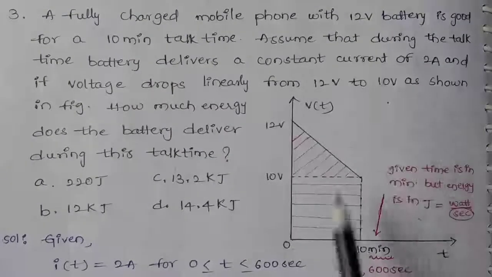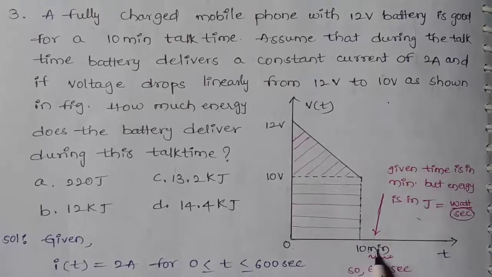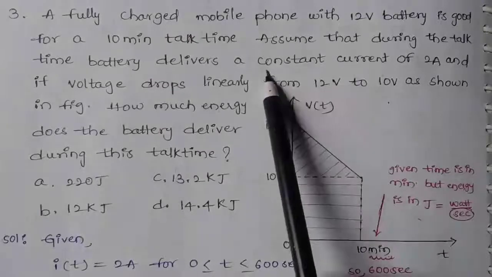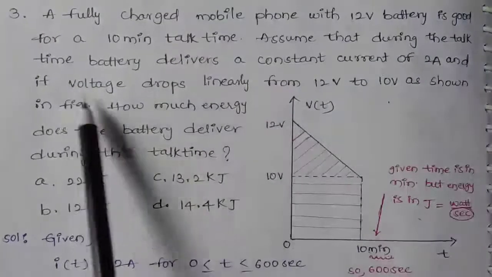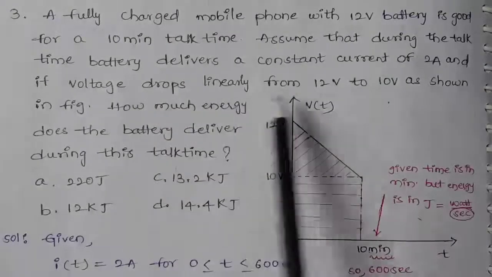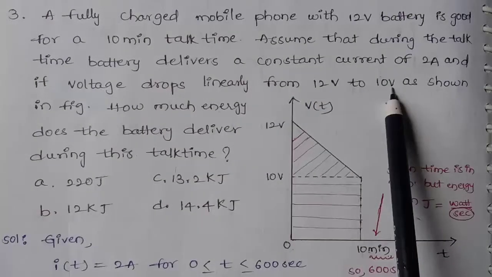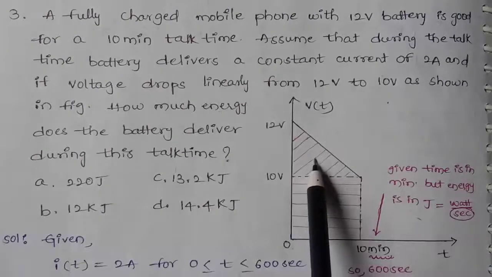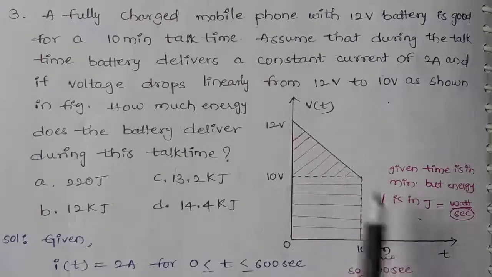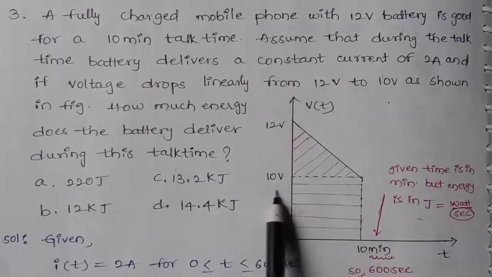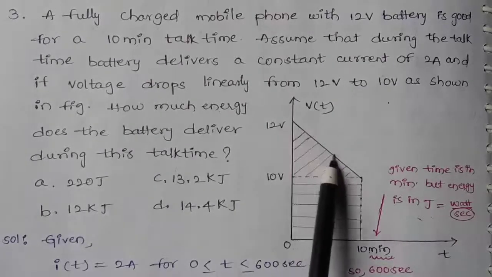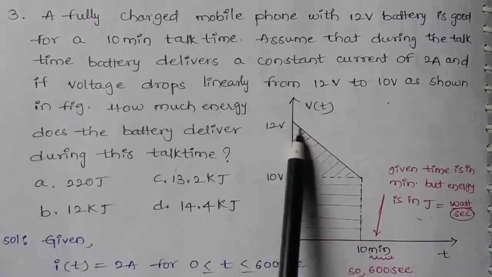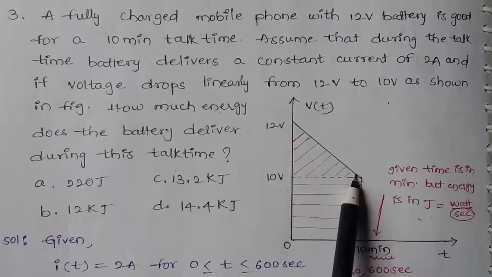That means we are given this talk time, that is 0 to 10 minutes. During this talk time the battery is going to deliver a constant current of 2 amperes. And the voltage drops linearly from 12 volts to 10 volts as shown in this figure. You can see in this figure that the voltage drops from 12 volts to 10 volts. This is the voltage curve, which is a straight line.